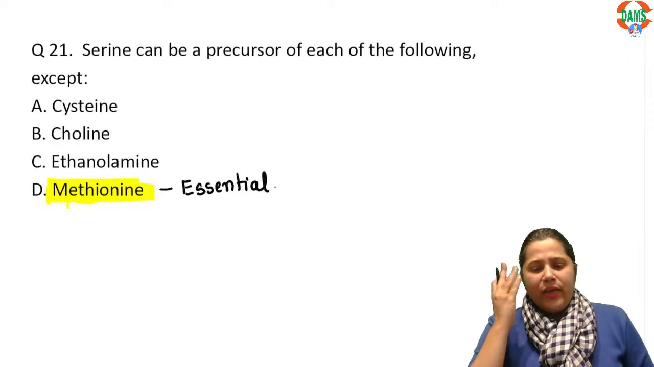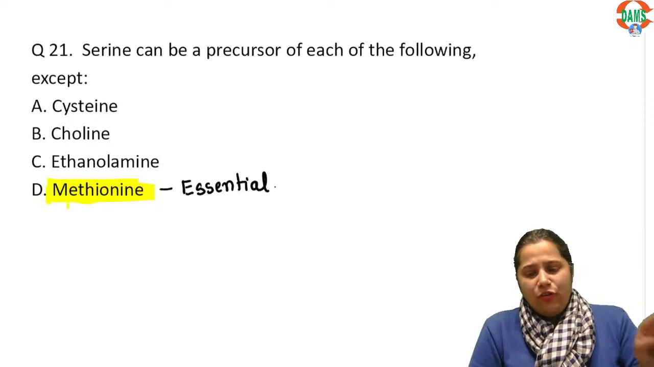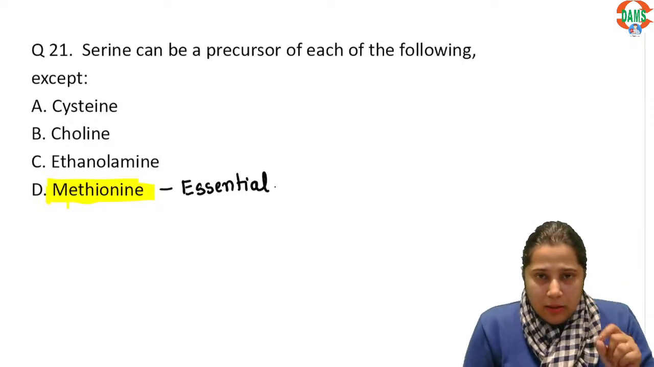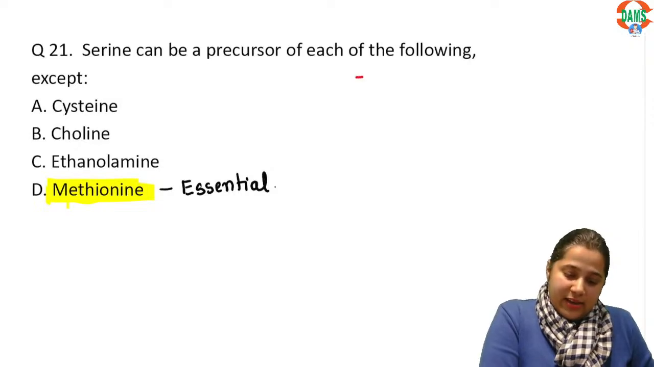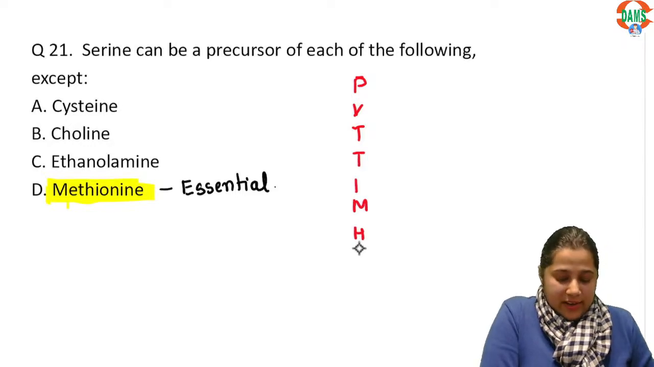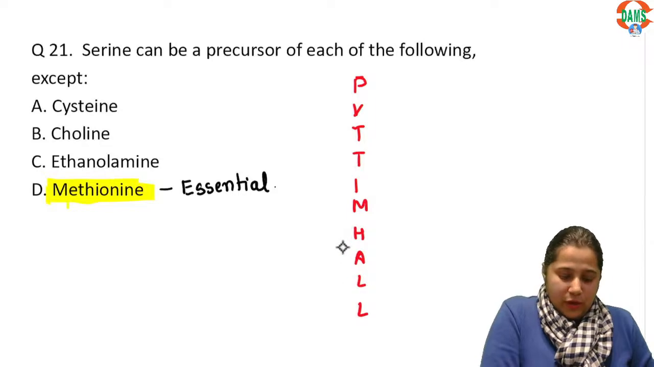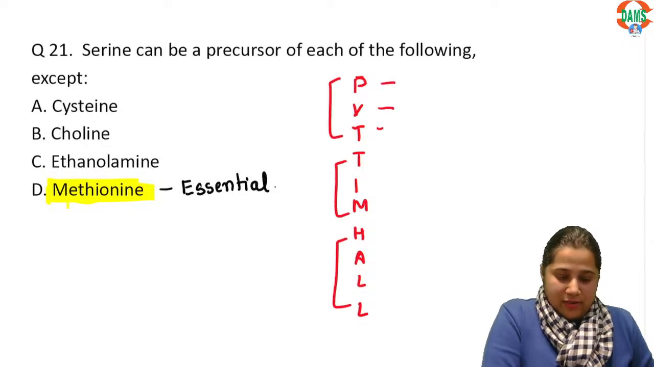How it forms choline, how it forms ethanolamine, irrespective of that, this question is based on a simple basis: whether you know that there are 10 essential amino acids. I always use a mnemonic to remember the 10 essential amino acids. You can use any mnemonic.